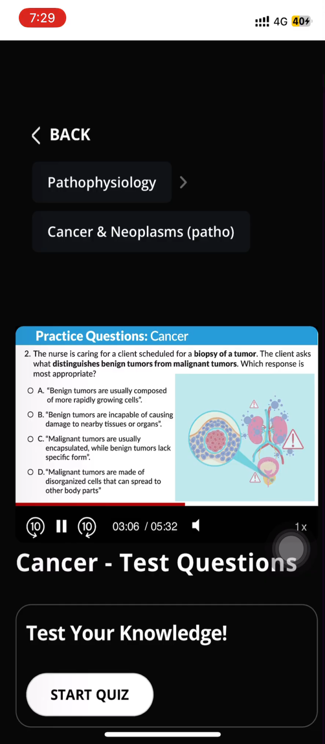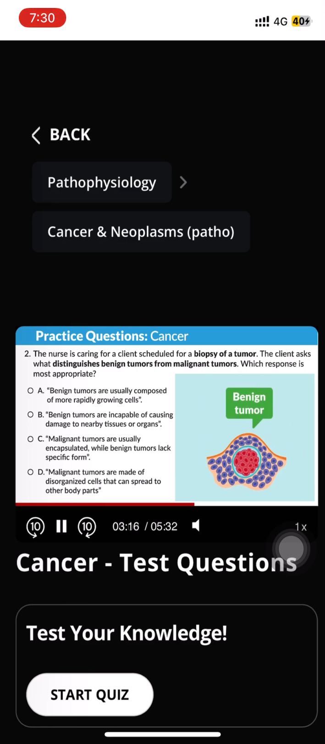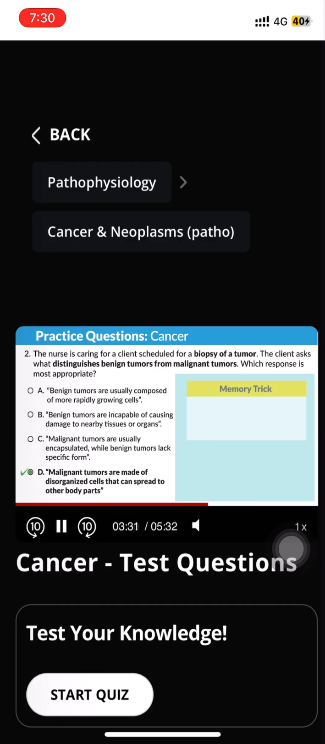And option C, malignant tumors are usually encapsulated, while benign tumors lack a specific form. No, this is completely opposite. Benign tumors are the encapsulated ones since they are be nice for benign. Now finally, option D, malignant tumors are made of disorganized cells that can spread to other body parts. Yes, this is the most correct here. So remember the 3 M's. M for malignant tumors are M malicious, since they love to metastasize or lead to metastasis.